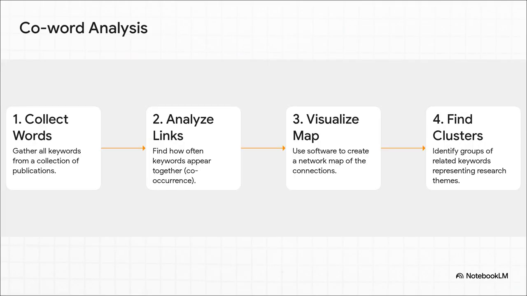So how does it actually do that? Well, you can break it down into 4 simple steps. First, you pull all the keywords from thousands of papers. Second, you analyze how often pairs of those keywords appear together. Third, you use software to draw a network map of all those connections. And finally, this is the cool part. You look for groups of tightly connected keywords. We call those clusters.